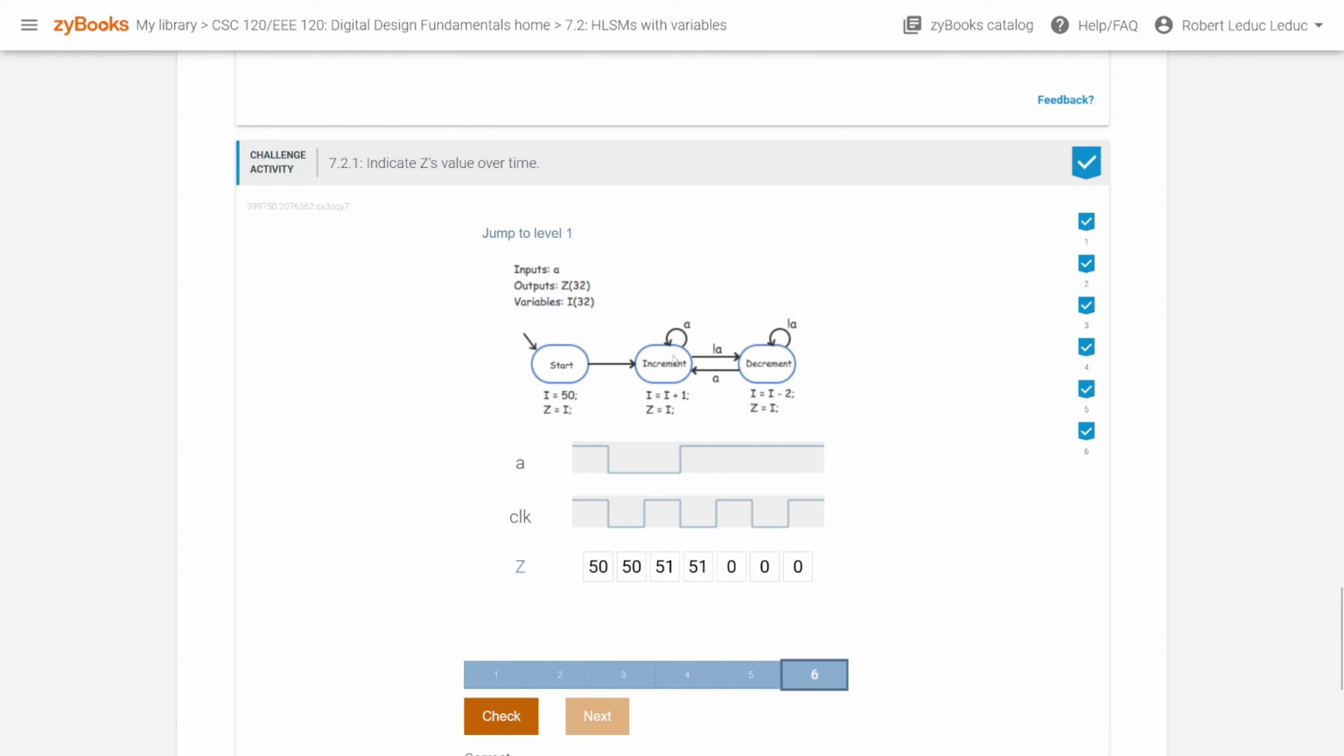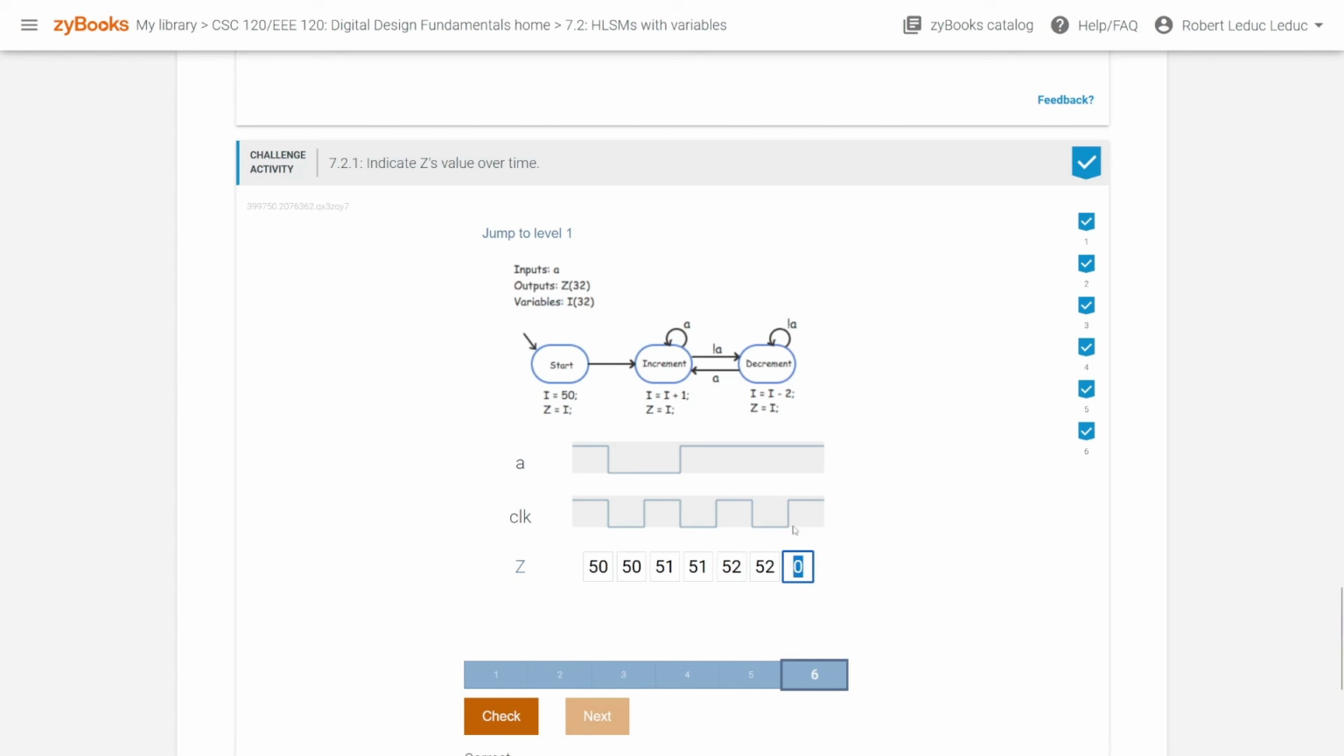According to the diagram, when the value of input A is 1 and we are in the increment state, we just cycle right back to the increment state and repeat the function for I, which is to increment the value by 1. So since the current value is 51, the new value will be 51 plus 1, which is 52. And the output Z, being set equal to I, will have a value of 52 for a full clock cycle.